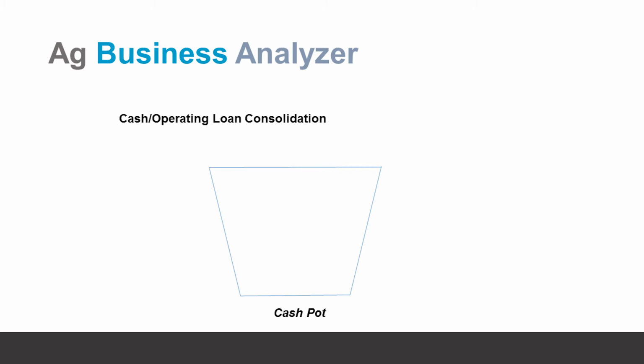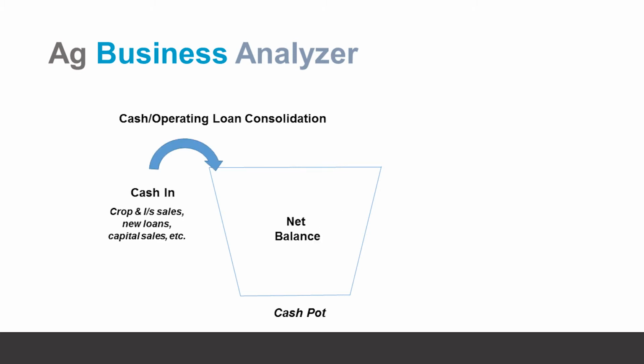So we have our cash operating loan consolidation. See the little pictorial of the cash pot. And the cash pot, again, the balance is the net of the cash and the operating loan. Going forward then, as cash comes in from things such as crop and livestock sales, new loans, capital sales, etc., those funds are added to the cash balance. And then cash goes out for things such as input purchases, loan payments, capital purchases, etc.